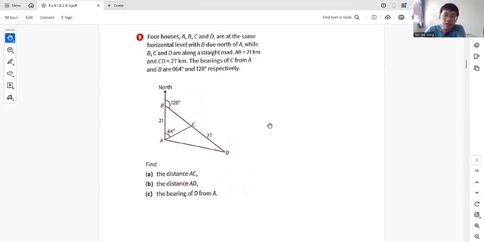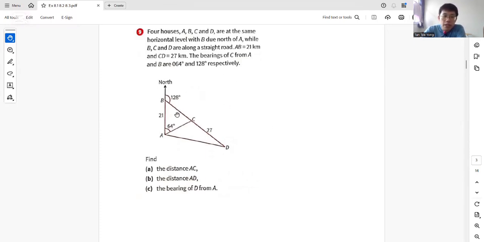So there's a diagram here, so it's easier. Four houses A, B, C, D are at the same horizontal level, with B due north of A. So B is at the north of A, which is why B is on top of A, as you can see in the diagram. This is something like a bird's eye view. Imagine we are all birds staring down onto the ground, and then we see this diagram. This is how I want you to visualize it.